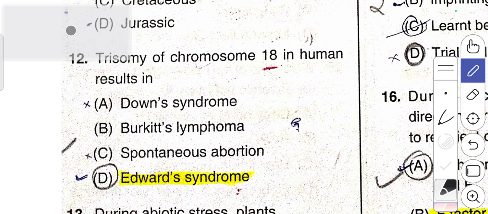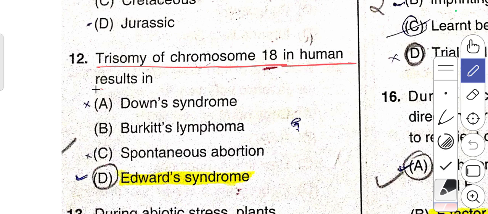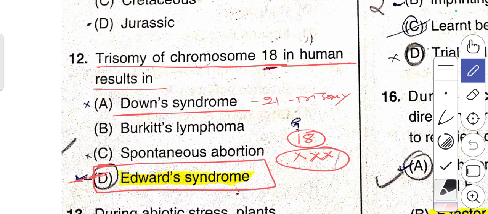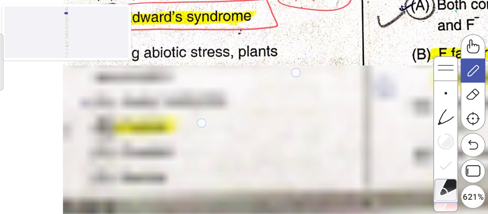Then, trisomy of chromosome 18 in human results in Edward syndrome. In Edward syndrome, we come across an additional extra chromosome 18, just as in Down syndrome we observe trisomy of the 21st chromosome. In the same way, trisomy of chromosome 18 is observed in the disease called Edward syndrome. Then next question.